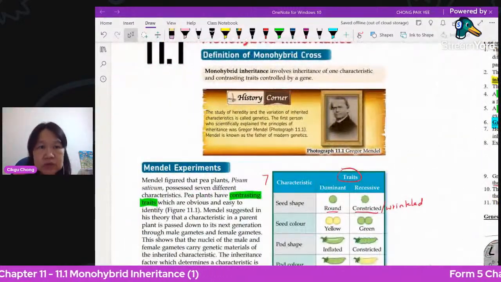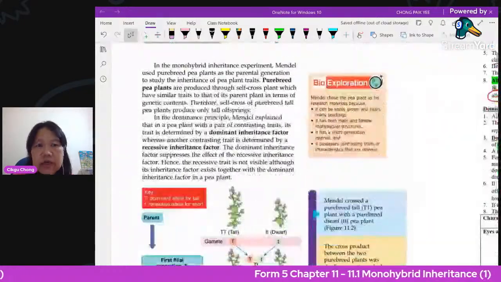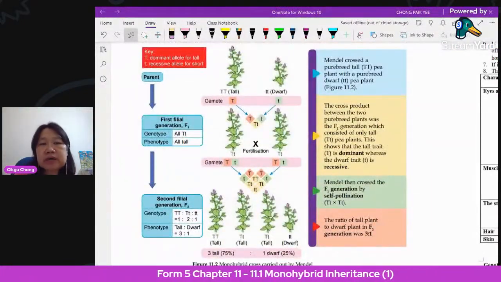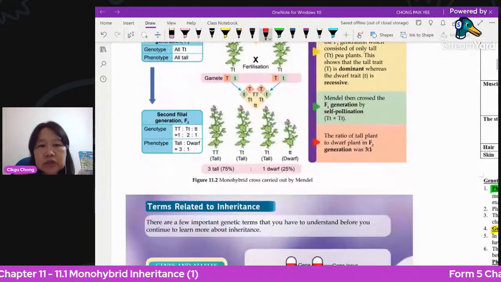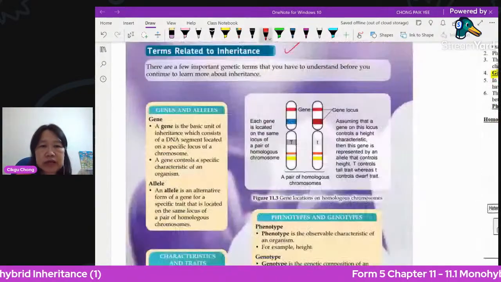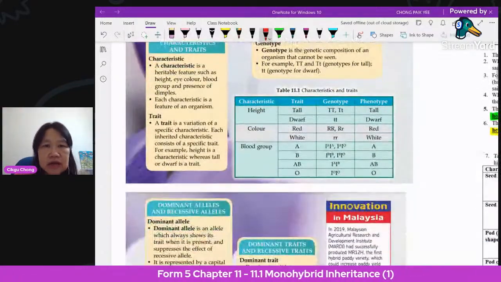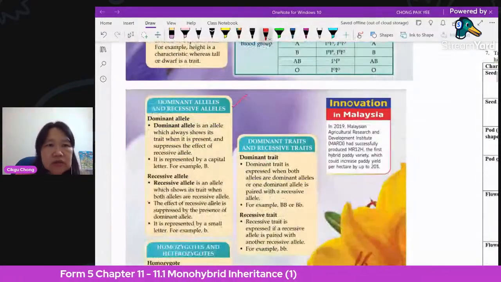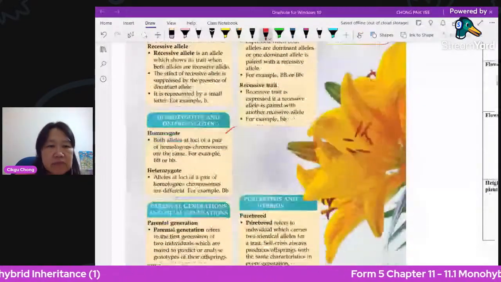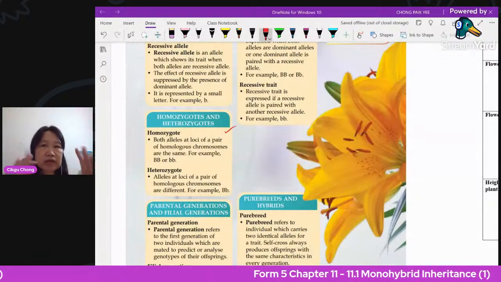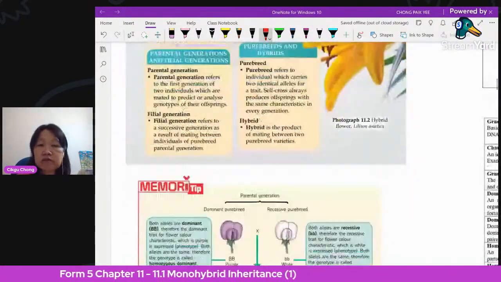This is your textbook. In order to understand, please go and read through your textbook here, until this one, which I will explain in my next lesson, how to draw the diagram. It's important. All of you must draw. This one I have done. Please go through the alleles and genes, phenotypes, genotypes. I've gone through all that. Also dominant and recessive alleles, dominant and recessive traits, heterozygous. Parental generation, filial generation, this one I'll explain when I draw the diagram. Purebred, hybrid I have already explained. So far it's until here.